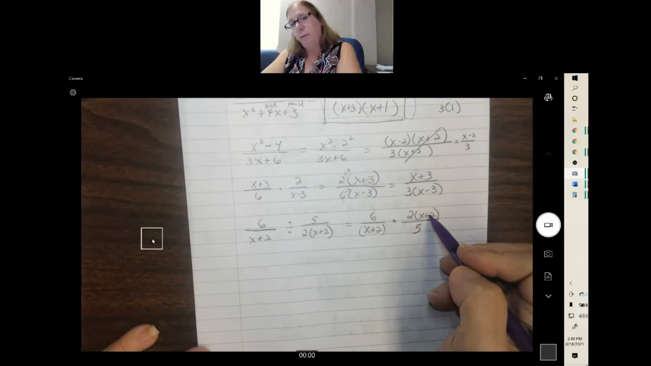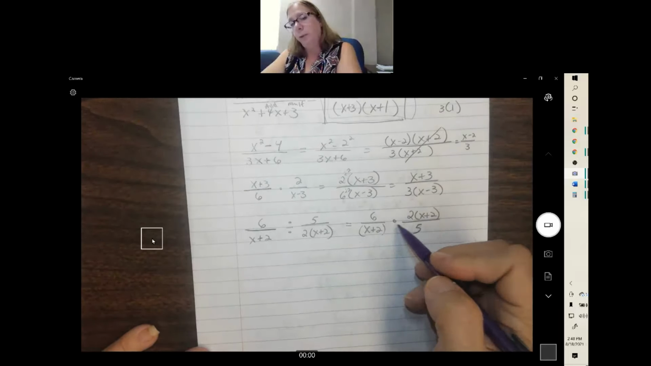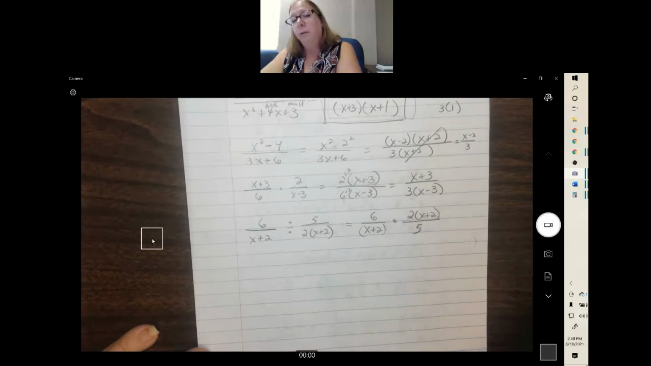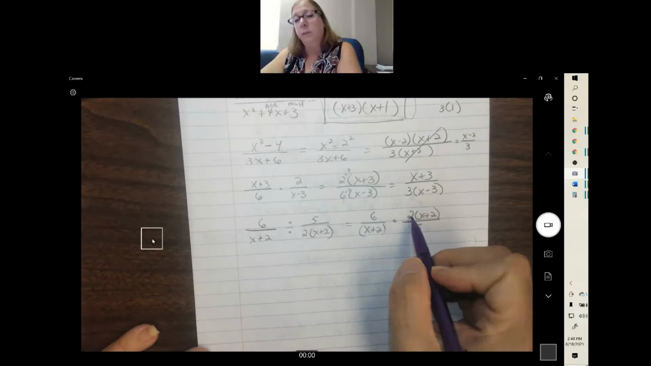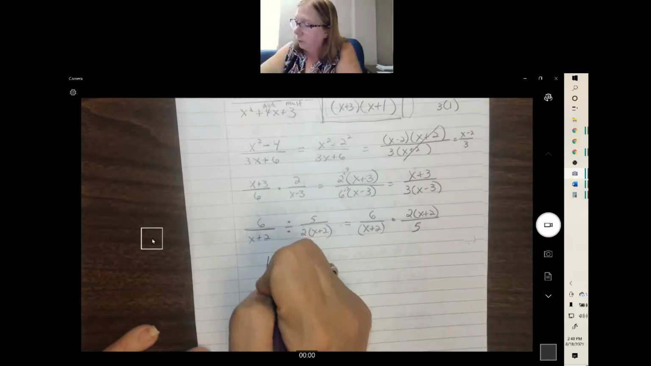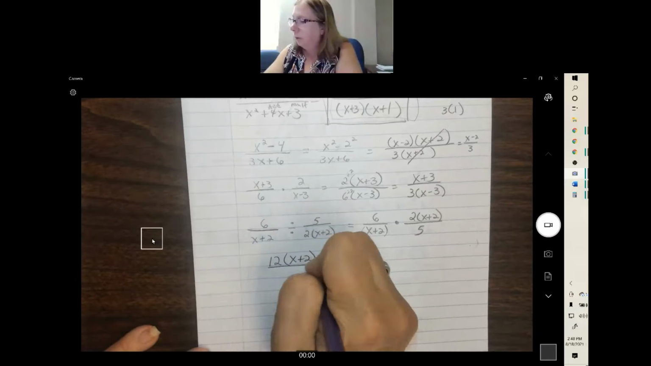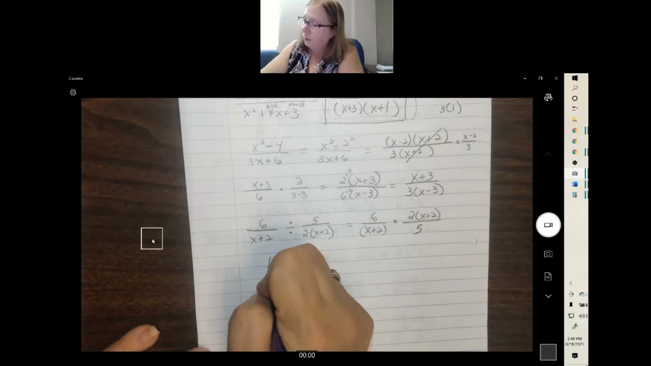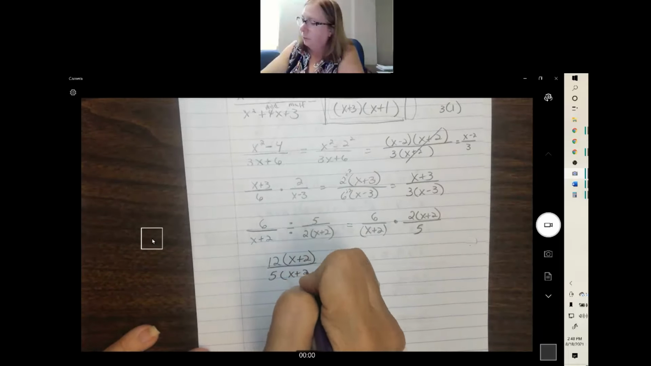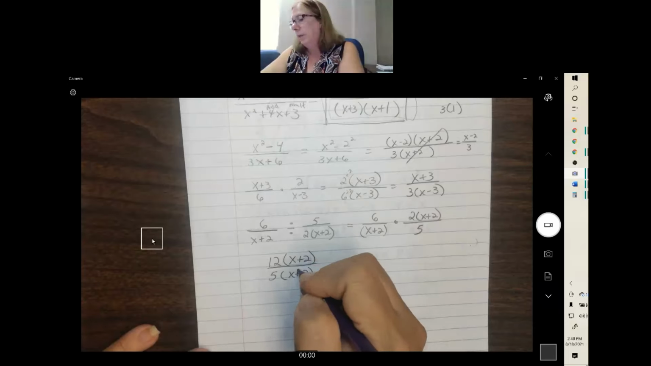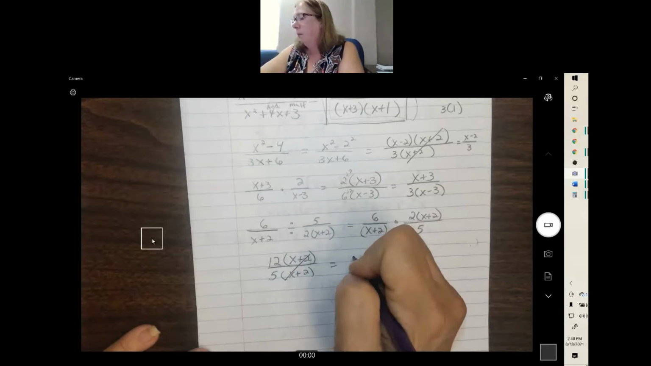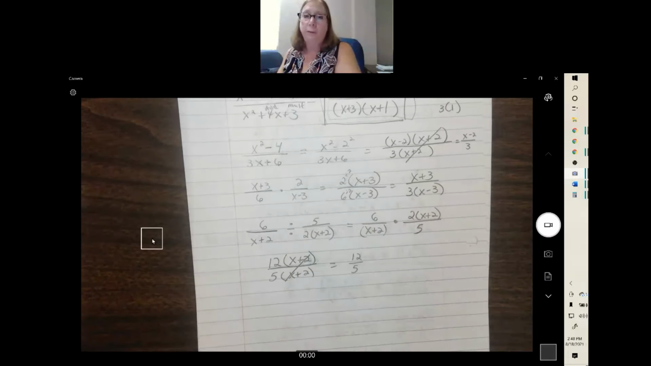Now, notice an x plus 2 in the top and the bottom. You could cancel those first if you wanted, or you can multiply first. 6 times 2 is 12 times the x plus 2 over 5 times the x plus 2. And the x plus 2's are the same, so they cancel. 12 and 5 do not reduce, so it stays 12 fifths. Any questions on that?